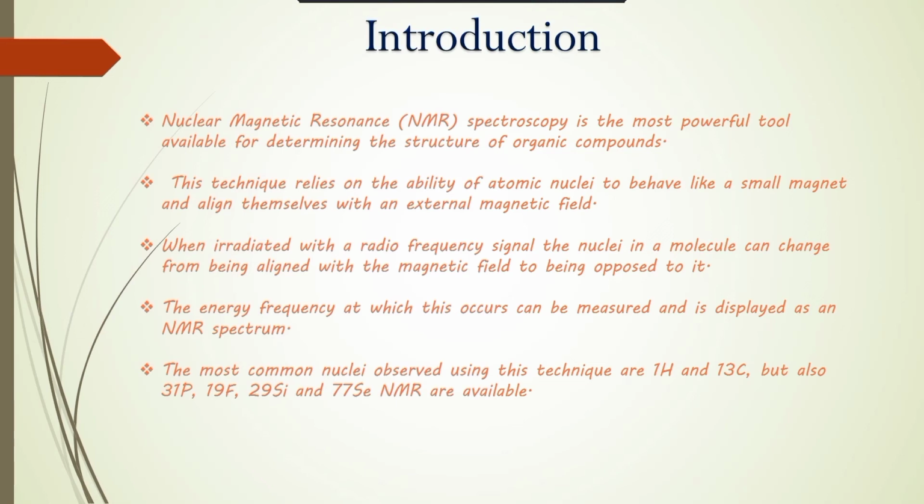So we will see about this character later on. When irradiated with a radio frequency signal, the nuclei in a molecule can change from being aligned with the magnetic field to being opposed to it. The energy frequency at which this occurs can be measured and is displayed as an NMR spectrum. The most common nuclei observed using this technique are proton and carbon-13. So we can use some other elements also.